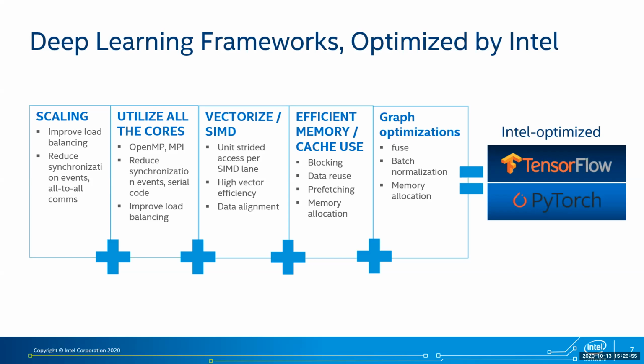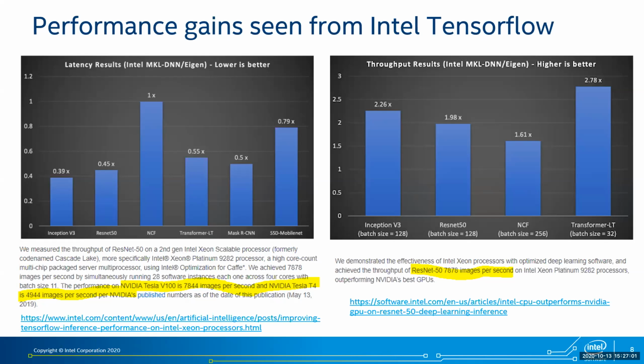So we have these five aspects of optimization. Let's look into the performance by using Intel TensorFlow.